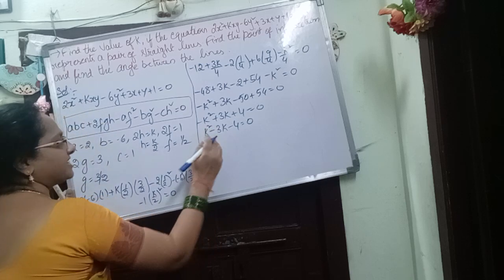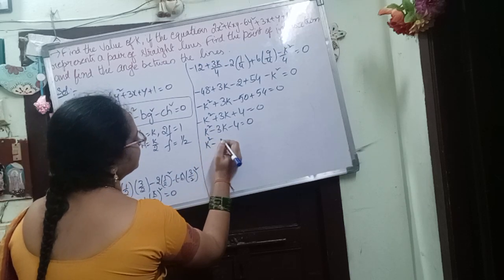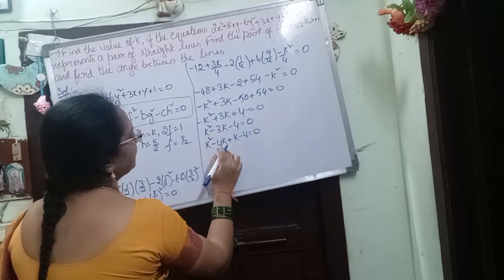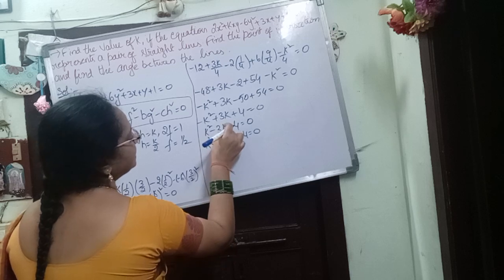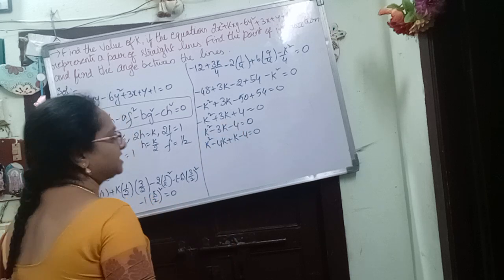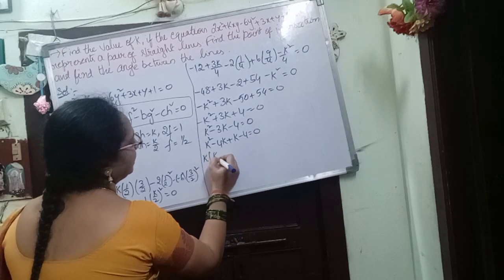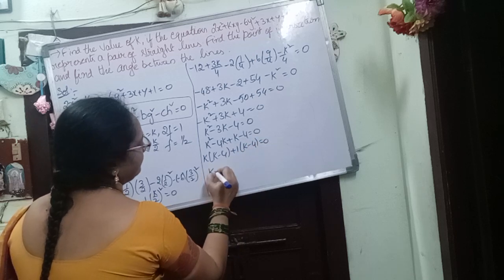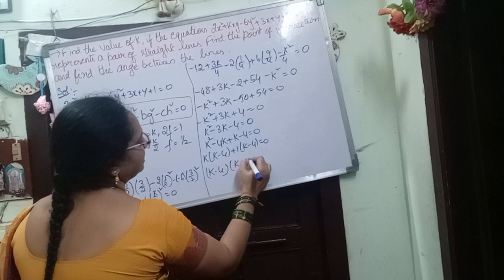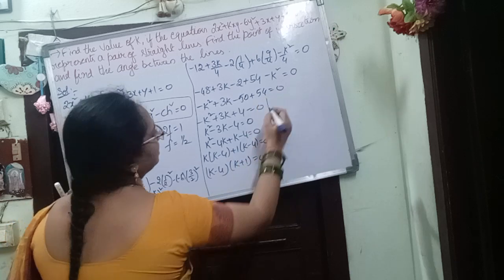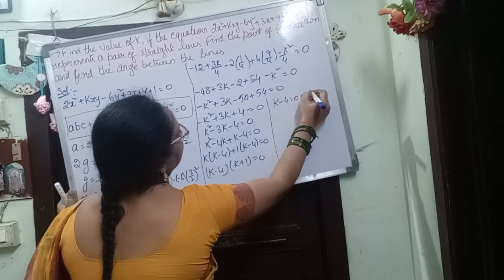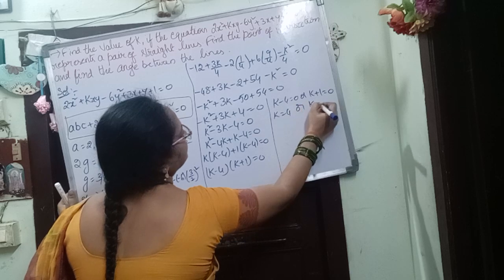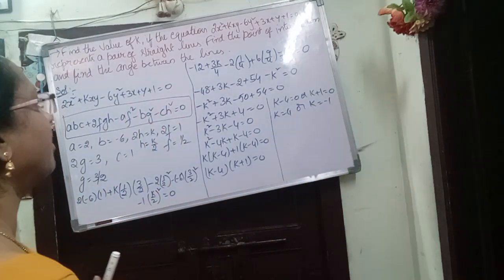Now factorize this. What you will get? K square minus 4k plus k minus 4 equals to 0. Here we will get minus 4k plus k is nothing but minus 3k. Just I splitted the middle term. Okay, now take k common, k minus 4 plus 1 common, k minus 4 equals to 0. So k minus 4 into k plus 1 equals to 0. So k minus 4 equals to 0 or k plus 1 equals to 0. K equals to 4 or k equals to minus 1. Okay, like this we got k value.